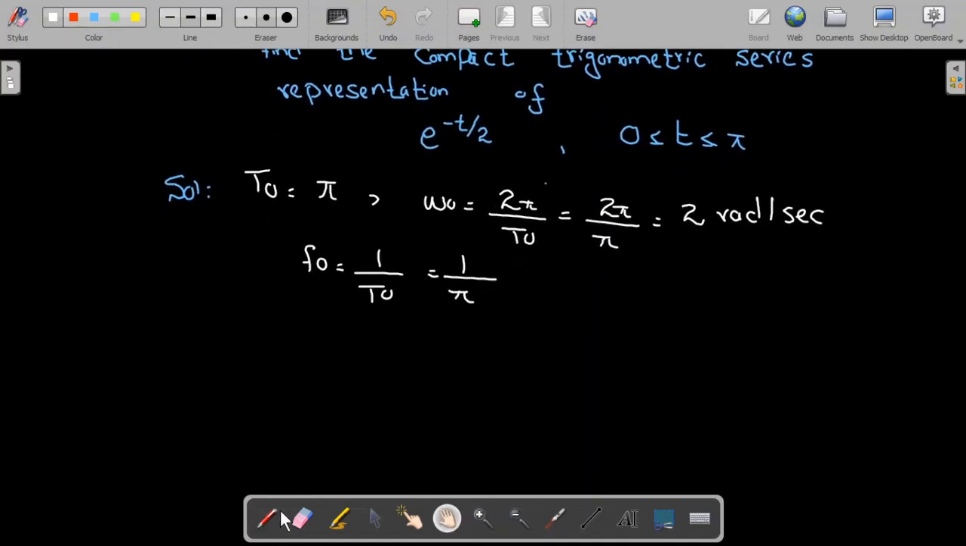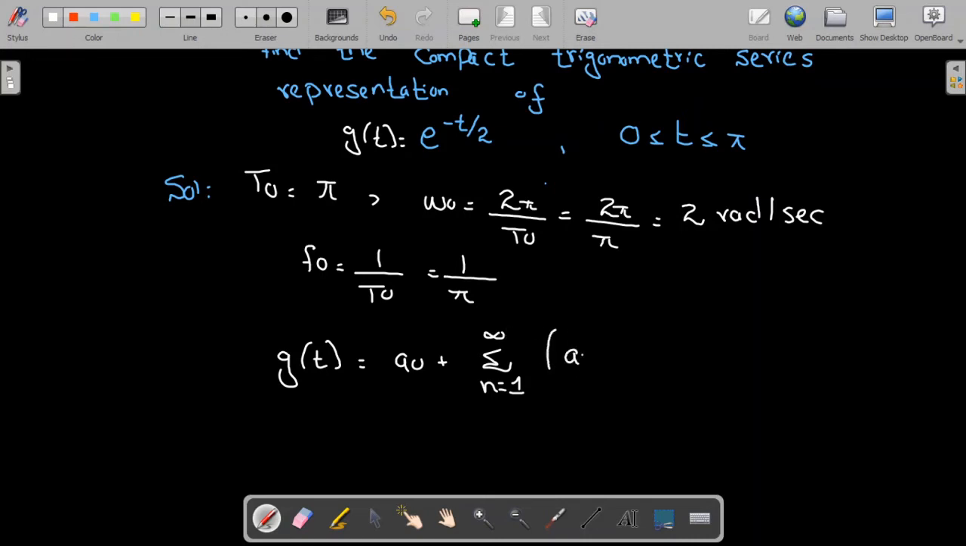Now let me write the general representation of the trigonometric series. Let this be my function g of t. You can name it as g of t or x of t. So if I represent this in terms of trigonometric series representation, this is going to be equal to a naught plus summation n equal to 1 up to infinity a n cos omega naught t plus b n sine omega naught t.